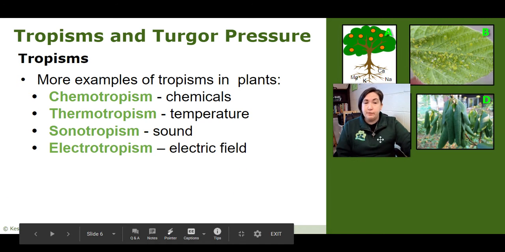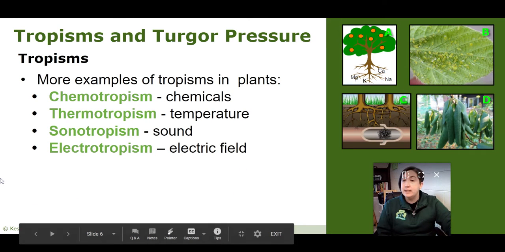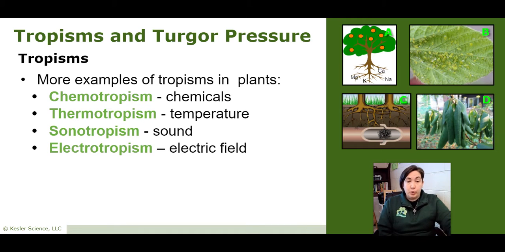So more examples of tropisms in plants. Chemotropism, responding to chemicals. Thermotropism, responding to temperatures, like a thermometer measures temperature. Sonotropism, responding to sound. And electrotropism, responding to an electric field.